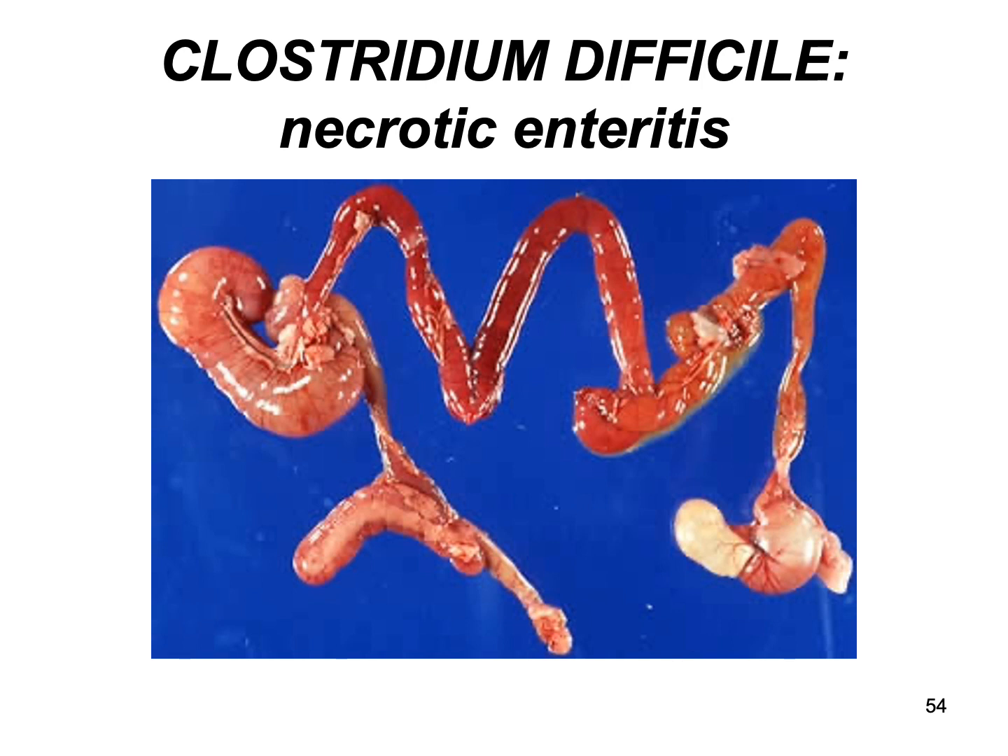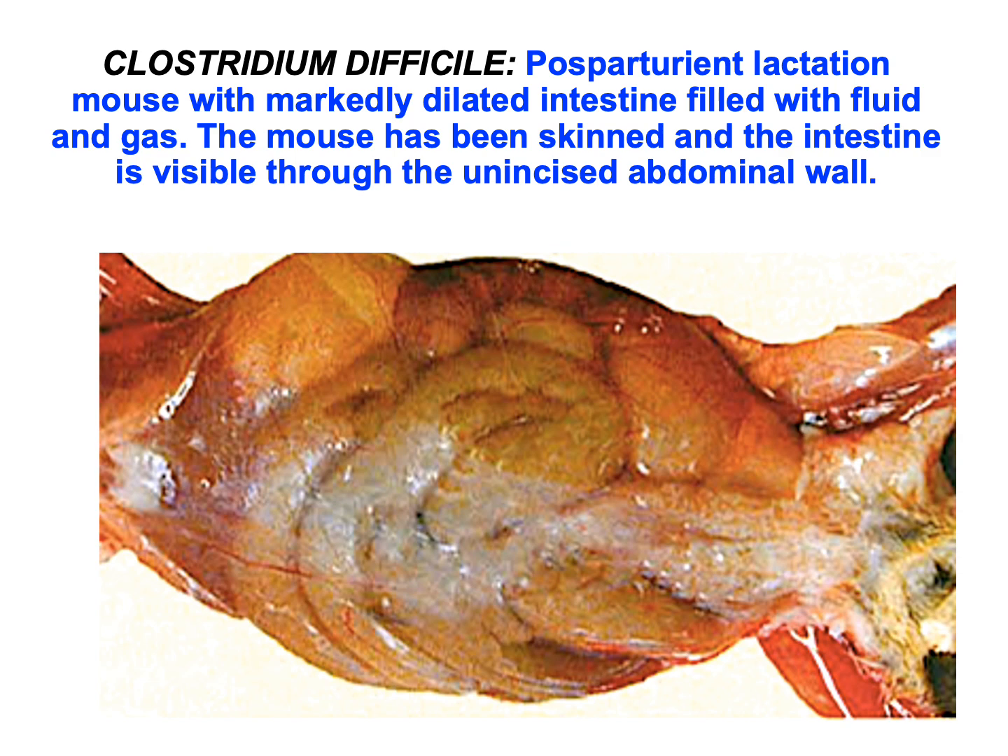Here you can see that especially in sensitive animals like postparturient lactating animals, there is a markedly dilated intestine filled with fluid and gas. The mouse has been skinned and the intestine is visible through the unincised abdominal wall.